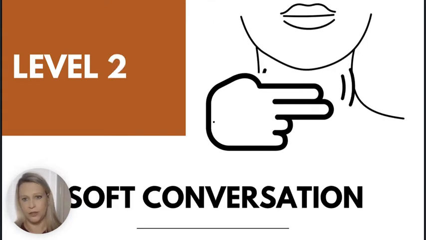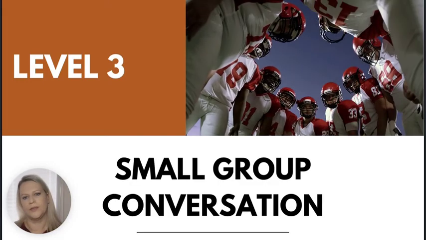Now, level 2 is soft conversation. So you would use level 2 to talk to a shoulder partner or to ask your neighbor or group at your table a question. So one person. At this level, the students around you should not be able to hear what you say to one person. That's soft conversation. And you'd practice it with your students.